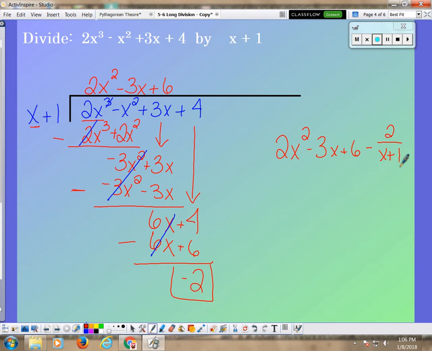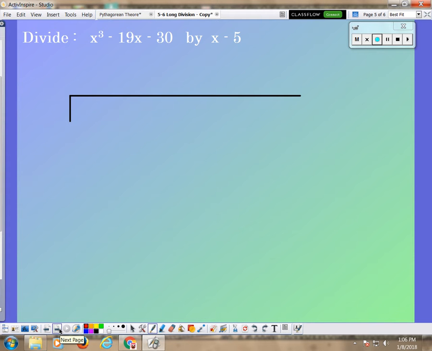All right, let's do another one. Okay, this one, I have x cubed, then I have a minus 19x. I don't have an x squared term in there. So I need to leave a hole, or I need to put a 0 value in there. So we're going to put x cubed plus 0x squared minus 19x minus 30. And we're going to divide that by x minus 5.